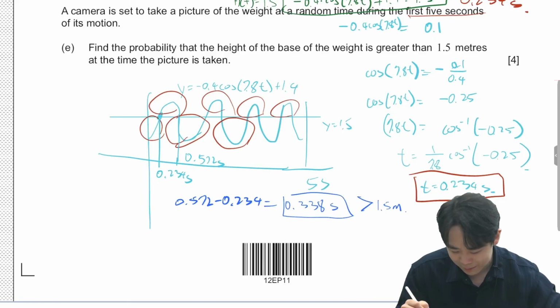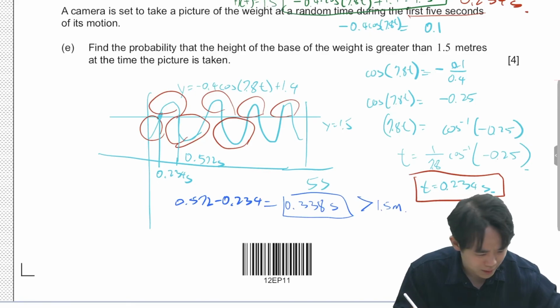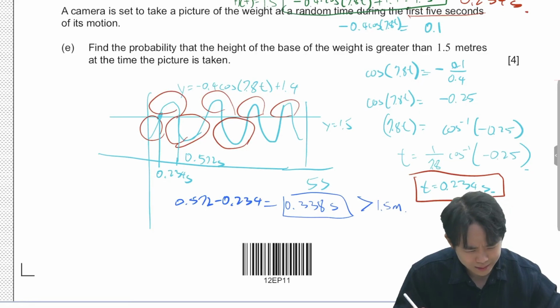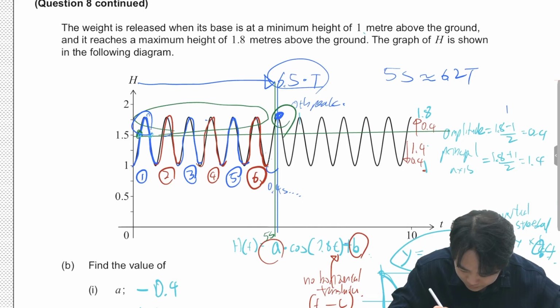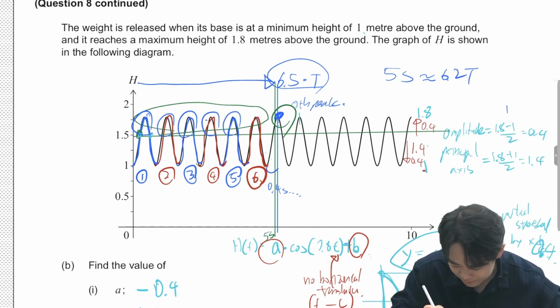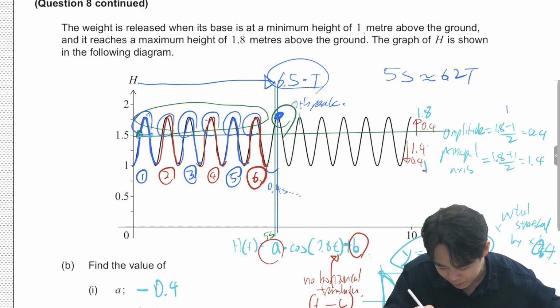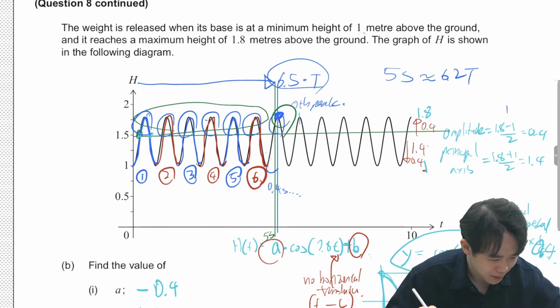Now, how many times does that happen? Let's see. Once, twice, thrice, 4, 5, 6. So that happens 6 more times. And then there's a bit more that we're looking for.